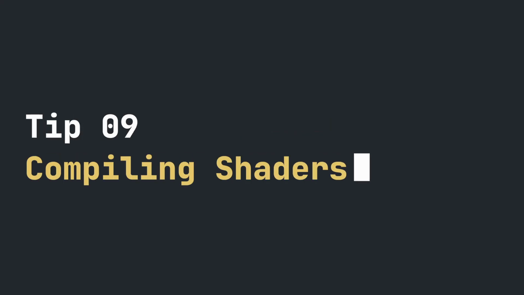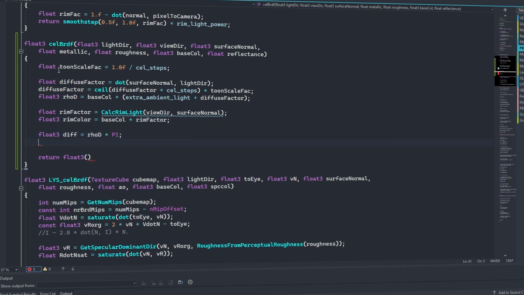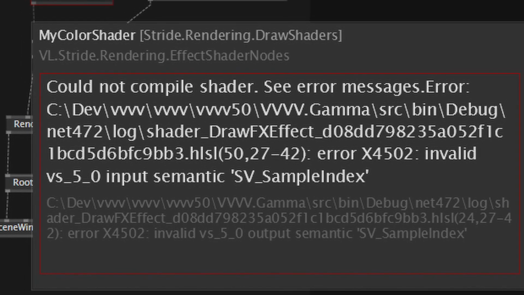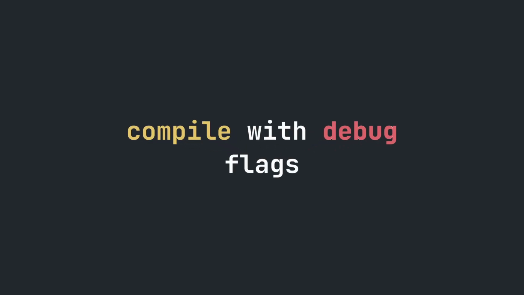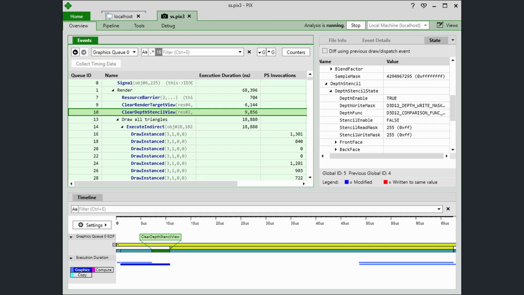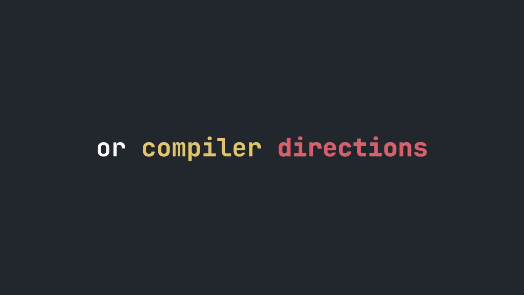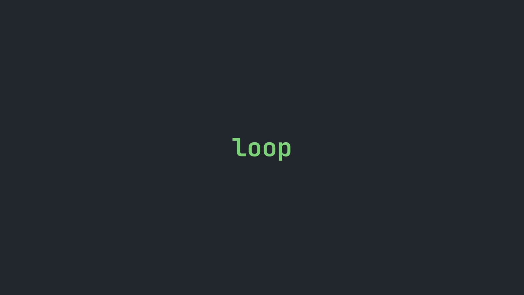Tip 9. Shader compiling. Have you ever tried to search for a function in your shader and didn't find it? Or tried compiling your applications but you couldn't because of your shaders? Well, enter the shader compiler and the shader model compatibility. Make sure your shader level is set to the correct one. Also, be sure to compile your shader with debug flags if you want the correct information in programs like RenderDoc, Nsight, and PIX. Lastly, you can optimize your shaders by compiling correctly. Use hints or compiler directions with unroll, loop, and branch semantics before for loops.